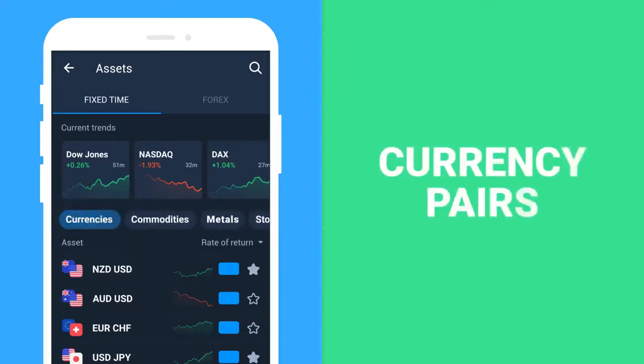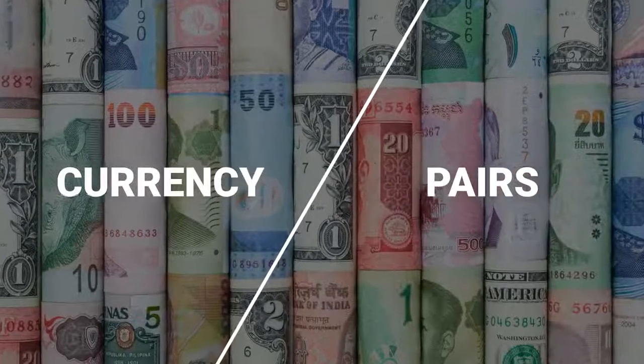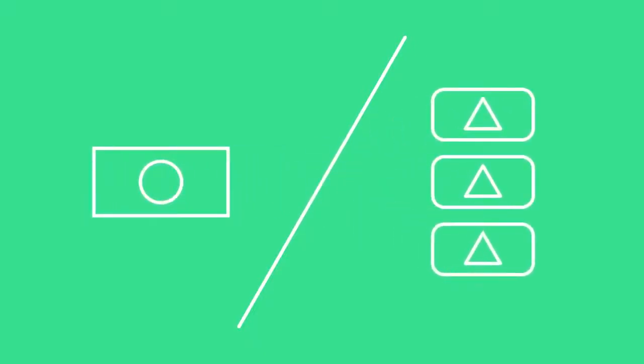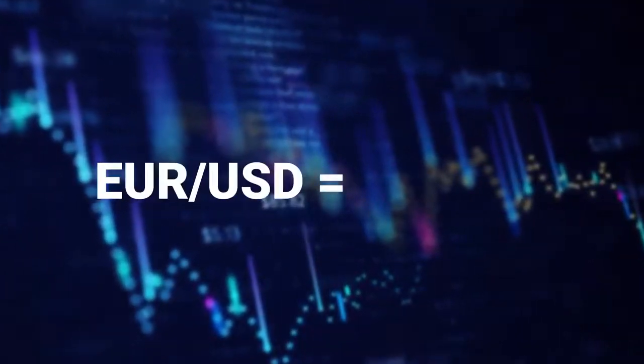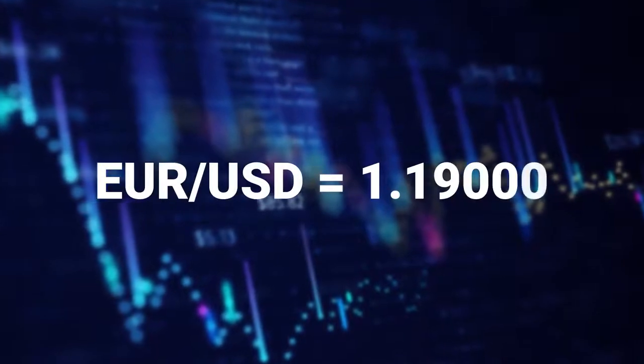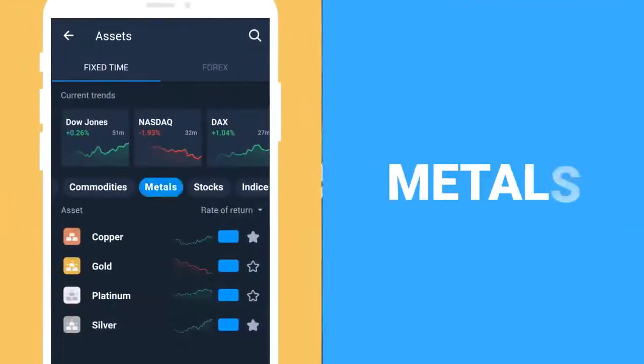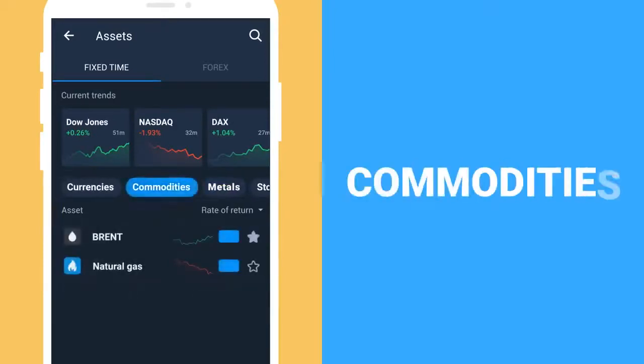A currency pair is the price ratio between the currencies of two countries. This ratio of a currency pair shows how many monetary units of one currency are needed to purchase a unit of another currency. For example, the price of euro US dollar is 1.19000. This means that 1 euro is worth 1 US dollar and 19 cents. Metals are gold, copper, silver, and platinum. Commodities are oil and natural gas.